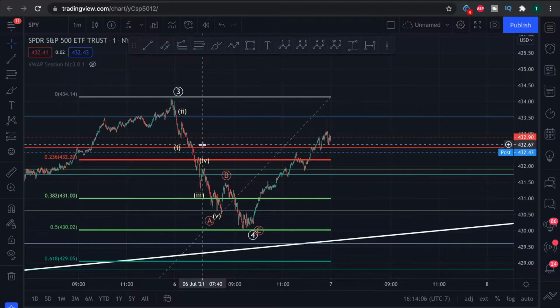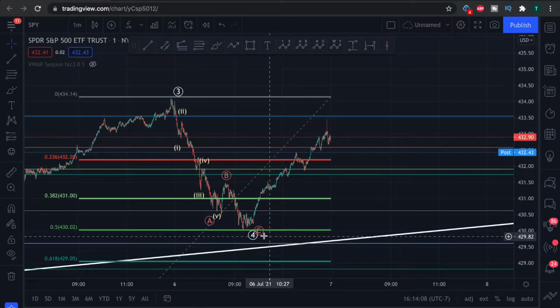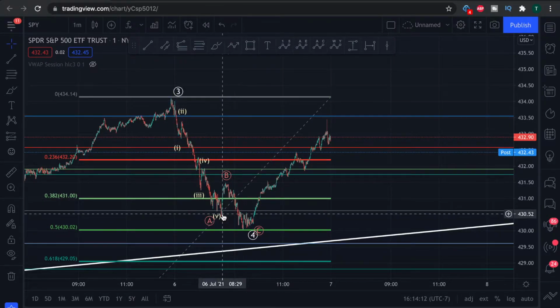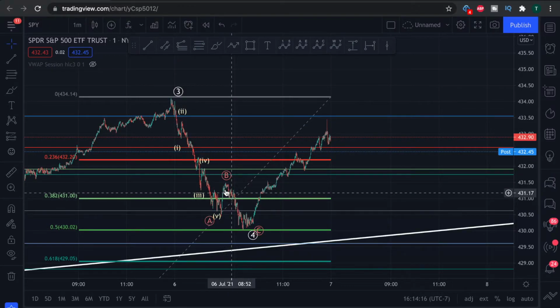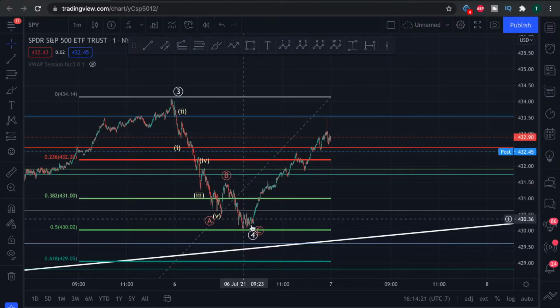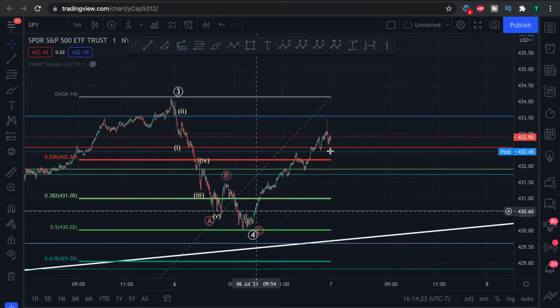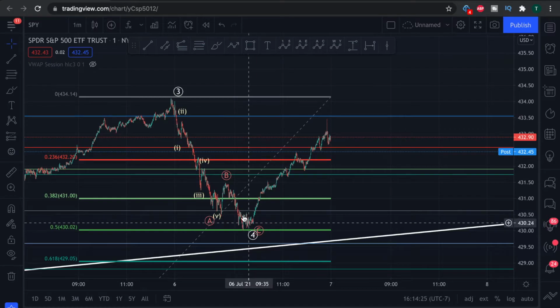But overall, because we can subdivide this move downwards into an ABC like so, and because this A wave clearly subdivides into 5 structures, and this B wave looks like a B wave, the C wave also looks like a C wave, because we have kind of like a 1, 2, 3, 4, 5, and this 5 right here will be some kind of ending diagonal. So that would give us confirmation that we are in a wave 5.